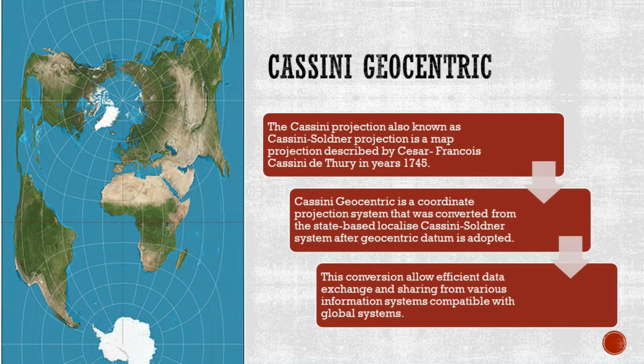The Cassini projection, also known as the Cassini-Soldner projection, is a map projection described by Cesar Francois Cassini de Thury in the year 1745. Cassini geocentric is a coordinate projection system that was converted from the state-based localized Cassini-Soldner system after the geocentric datum was adopted. This conversion allows efficient data exchange and sharing from various information systems compatible with global systems.